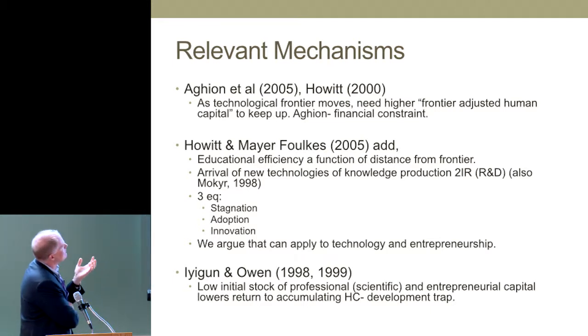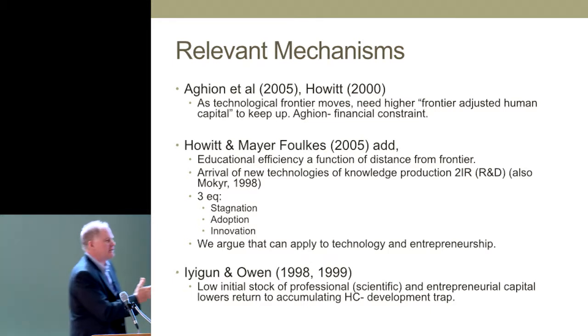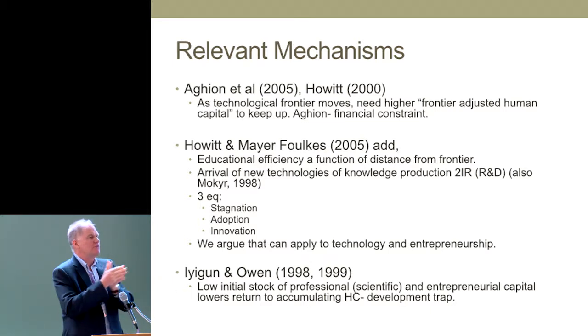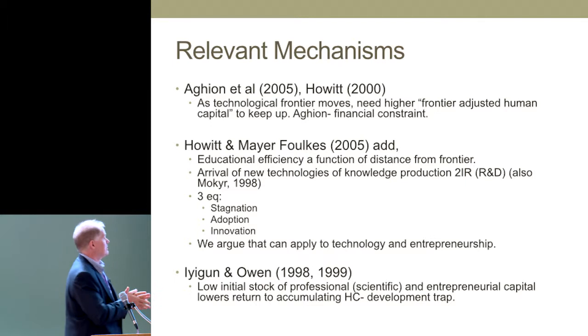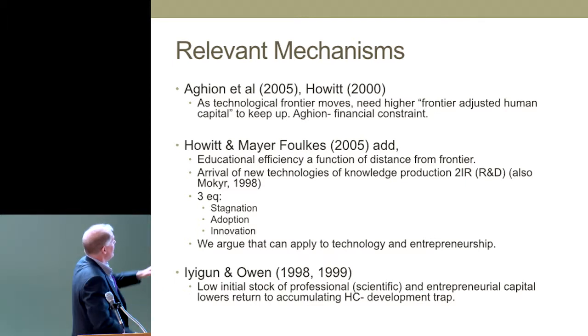But for instance, Aghion and Howitt both have very nice models, which is basically saying, look, as the technological frontier moves, you have to improve the quality of your human capital, keep up. You have to maintain your frontier-adjusted level of human capital, and if you don't, you are likely to slip out of whatever equilibrium you're in.